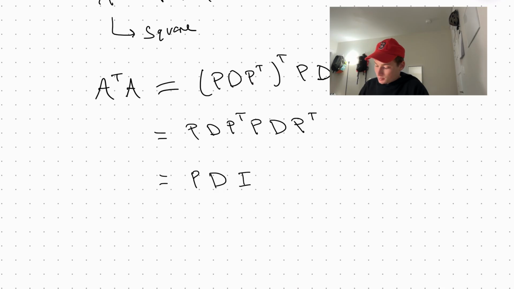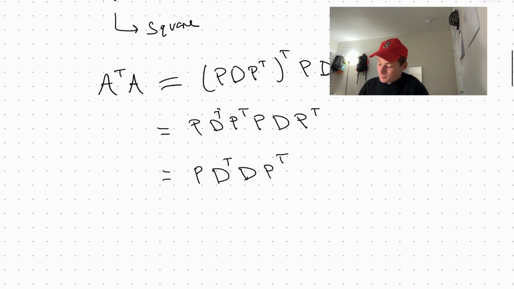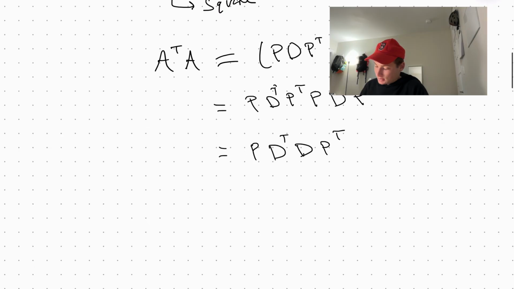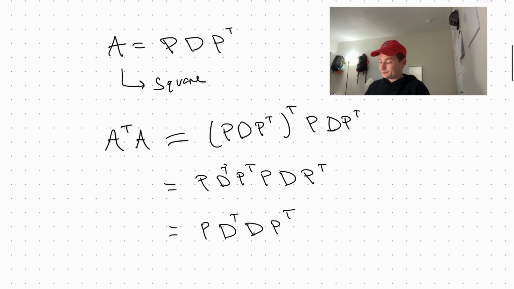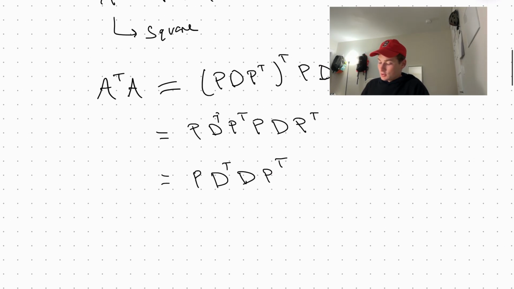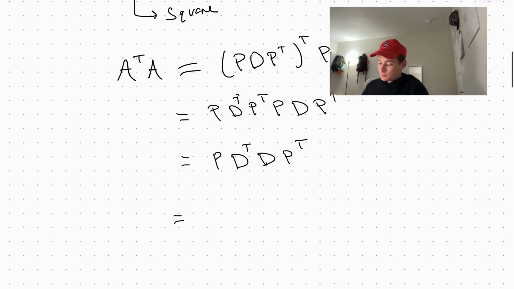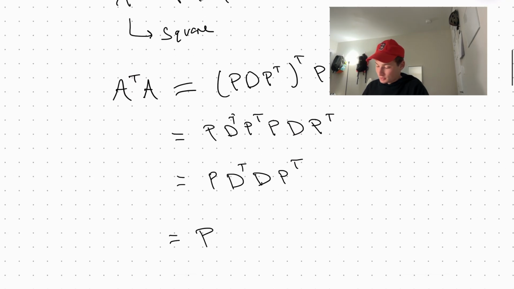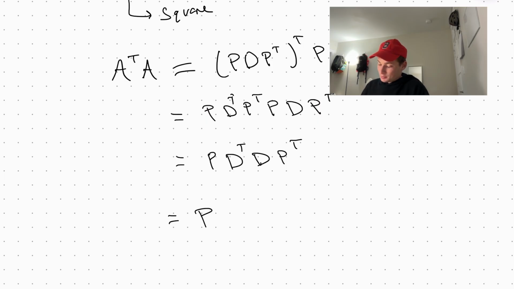Great. So PD, and this becomes the identity because that is basically the same as the inverse. So we have D transpose D, and this. So now this is something new, essentially. This is P, D transpose D, P transpose.